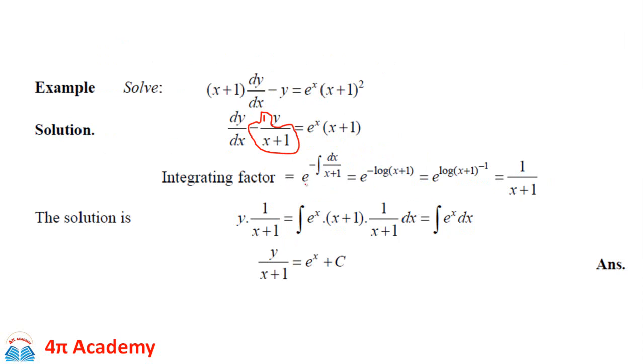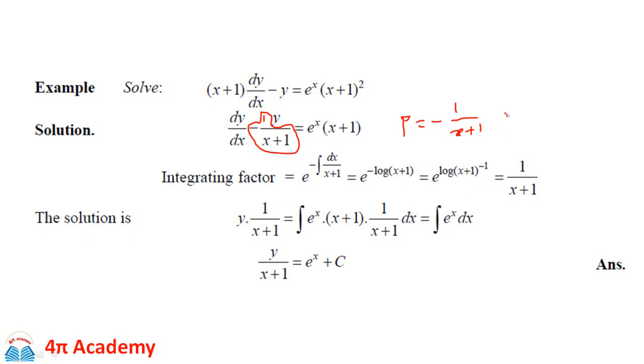So integrating factor is e raised to power integration of P dx, and here my P is equal to -1/(x + 1). So this is e raised to power minus integration of 1/(x + 1) dx, and that will be equal to e raised to power minus log of (x + 1). So that will be equal to e raised to power log of (x + 1) raised to minus 1, and that is equal to 1/(x + 1).